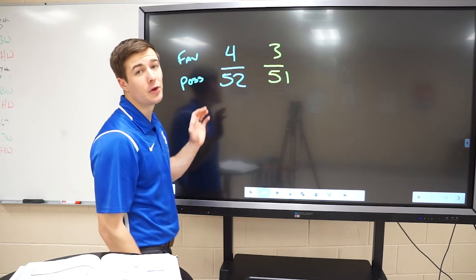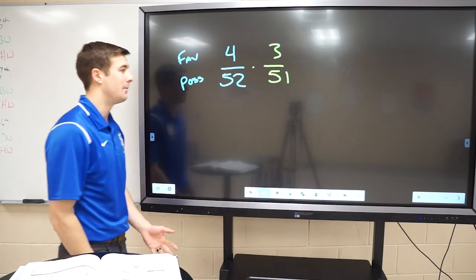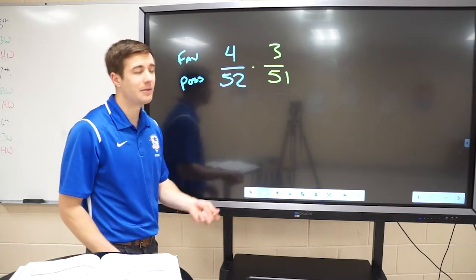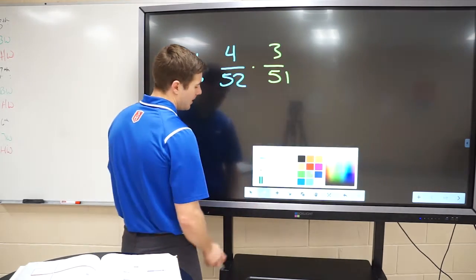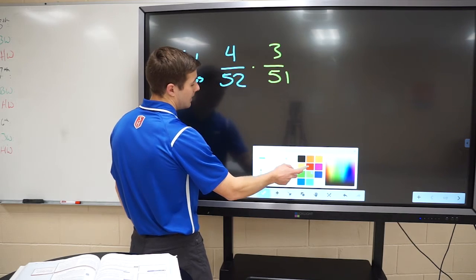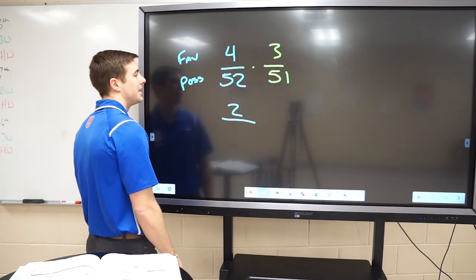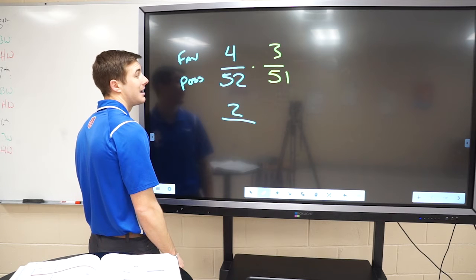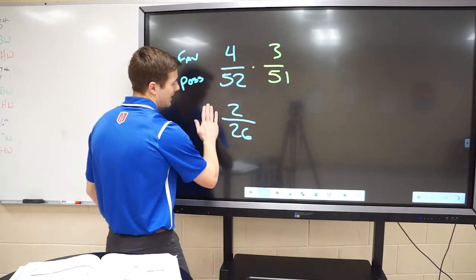Now, in order to find the total probability, what are we going to do with these two? We're going to multiply them together. Before we multiply, we always want to see if anything can reduce. 4 and 52 are both even, so we could divide by 2, right? 4 divided by 2 would give us 2, and 52 divided by 2 would give us 26, right?